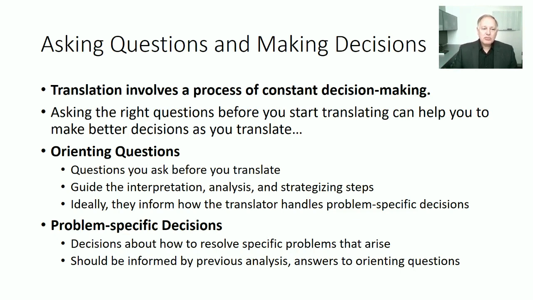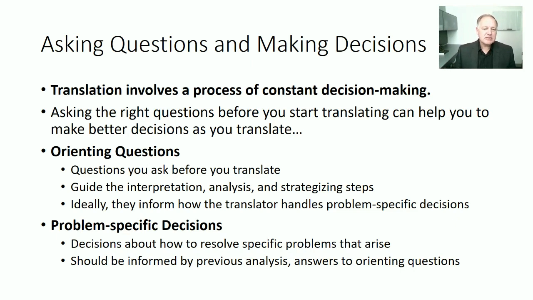So I make a distinction between orienting questions and problem-specific decisions. Orienting questions are those questions you ask before you translate. They, in theory, guide the interpretation, analysis, and strategizing steps in the model. And ideally, they inform how you as translator handle these problem-specific decisions. So they're sort of the 30,000-foot decisions. You're mapping out your translation. You're trying to figure out what makes the source text tick so that you can account for that as you create the target text in the reformulation stage.